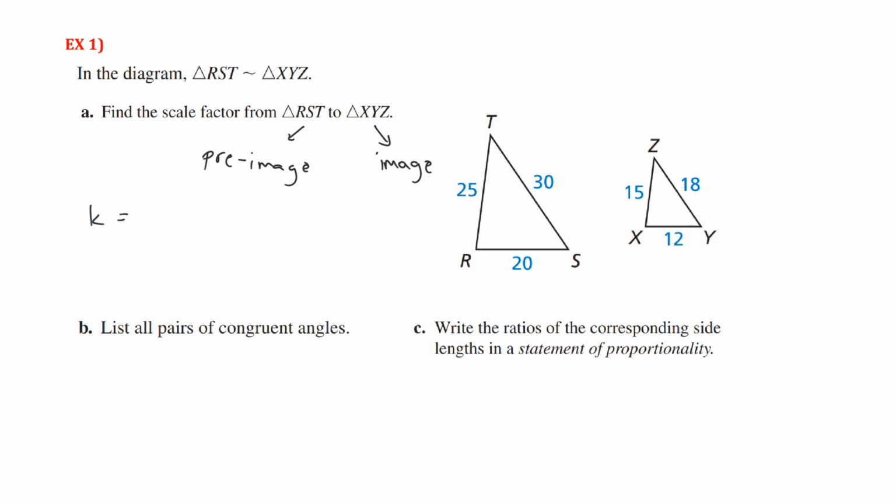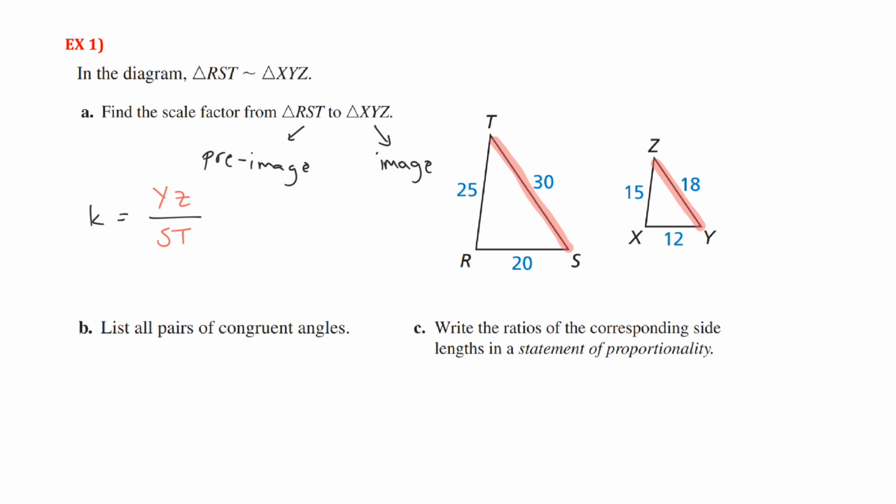And the scale factor always goes from the image to the pre-image. Now, how we're going to find that scale factor? We just need to pick a pair of corresponding sides. It really doesn't matter which pair you pick. If I chose side YZ, then I need to go ahead and choose side ST in the other triangle to make sure that we have the corresponding sides. So side YZ corresponds to side ST.